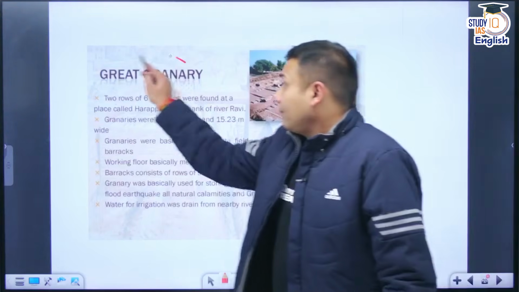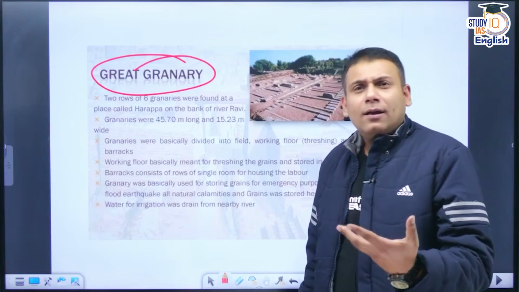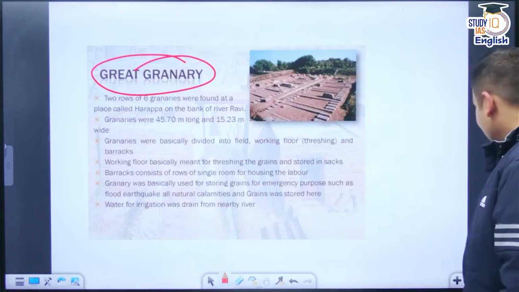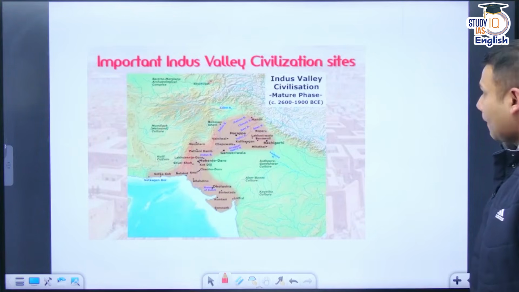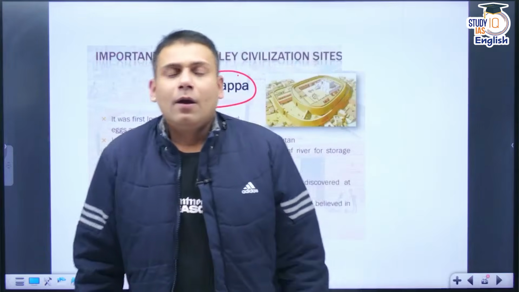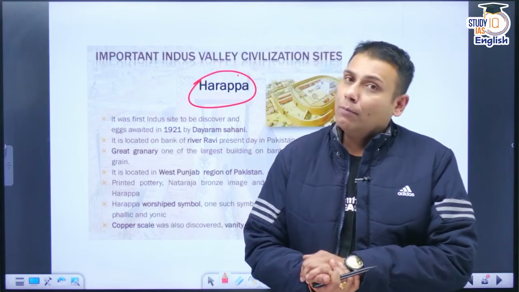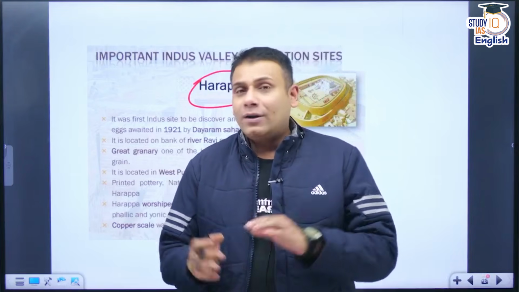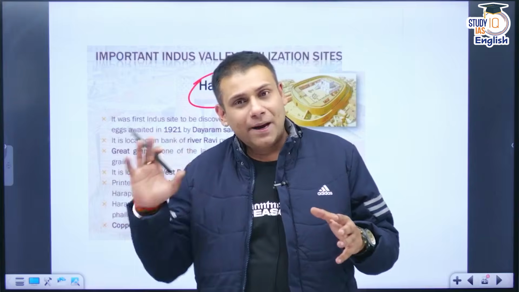This is Great Granary, which we have discussed right now. Great Granary in simple words is nothing but a place or the godown for storing the food grains. Okay. Now let's understand important Indus Valley sites. Okay. In the NCERT, in the Tamil Nadu State Board books, we find sites like Harappa, Mohenjo-daro, Surkotada, Dholavira, Lothal, and so on. We'll try to cover at least 7 to 8 important sites. Okay? Pay attention carefully.